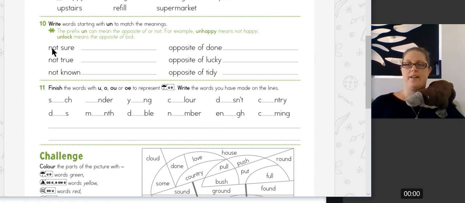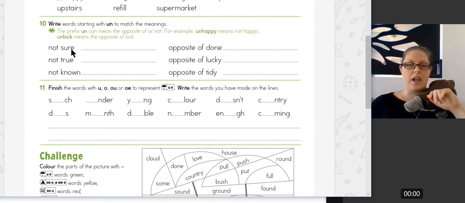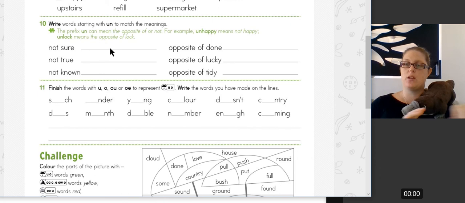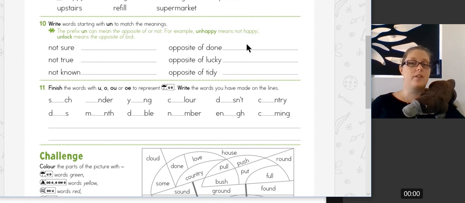So if we have got the words not sure, we're going to add the prefix un to the beginning of sure. We have the word unsure now. Remember, this is one word, so don't leave any finger spaces between them. UNSURE. So if we're looking at opposite of done, remember we're going to use the prefix un. Undone. UNDONE.